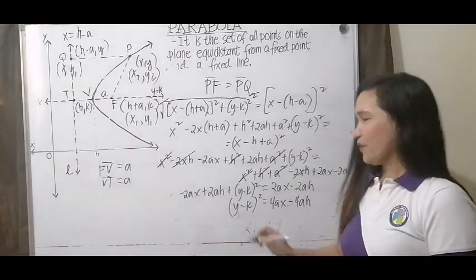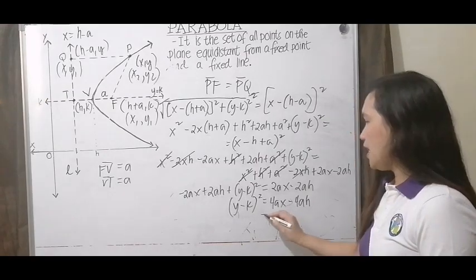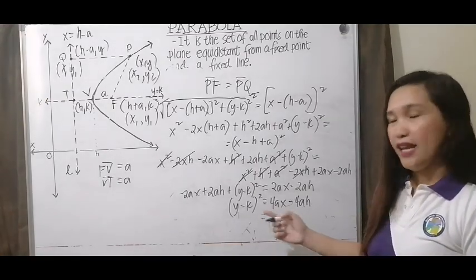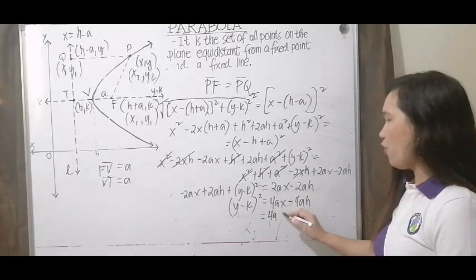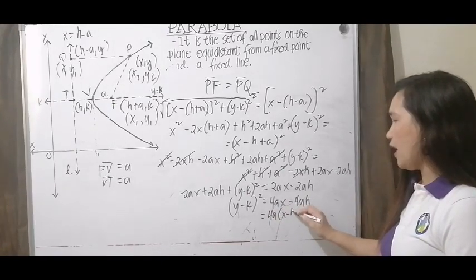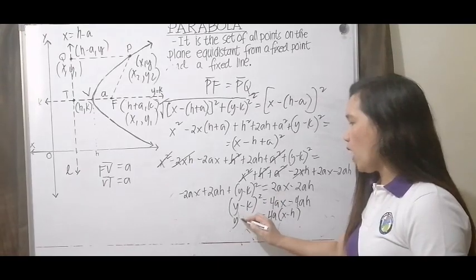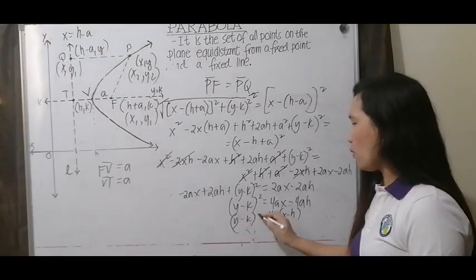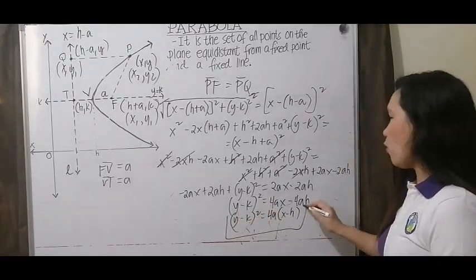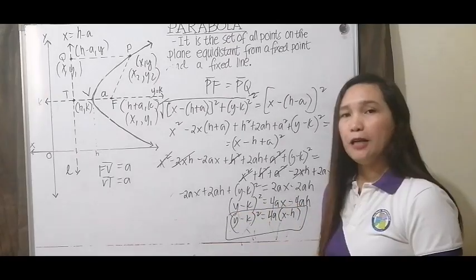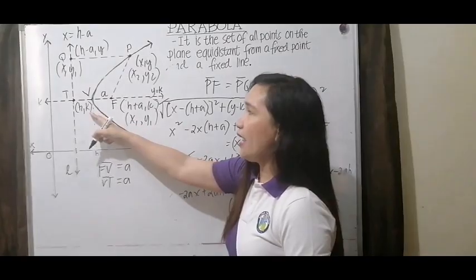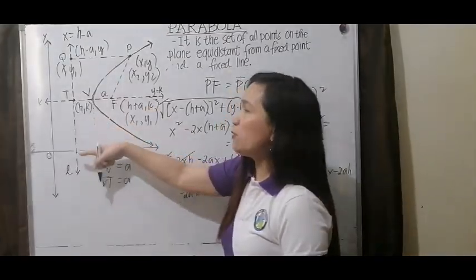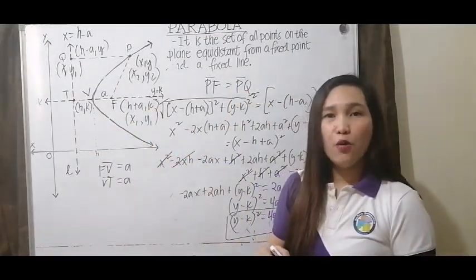We're almost done. Therefore, since 4a is common on this side of the equation, factor it out. So 4a times the quantity (x - h) is equal to (y - k) quantity squared. This is the equation of the parabola that opens to the right, whose vertex is at (h, k), and the directrix is parallel to the y-axis.